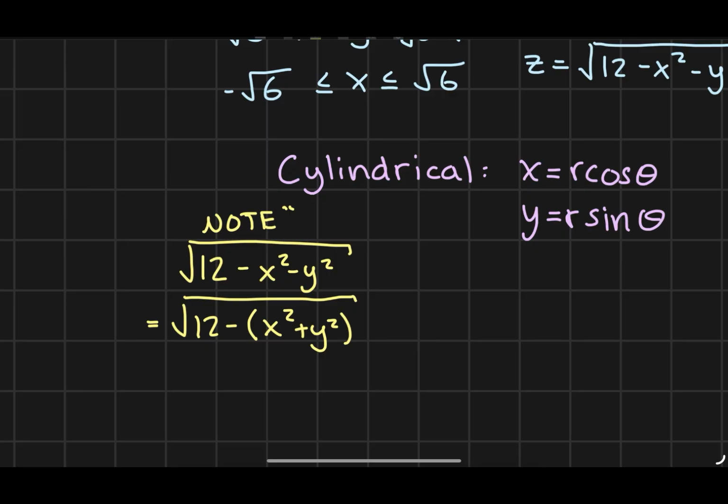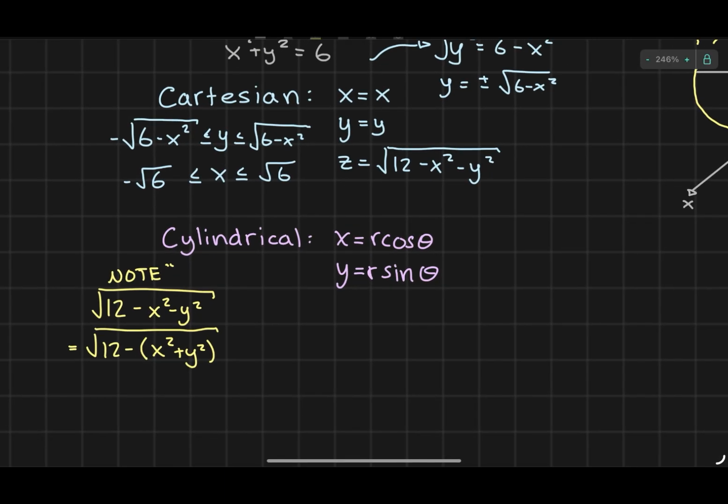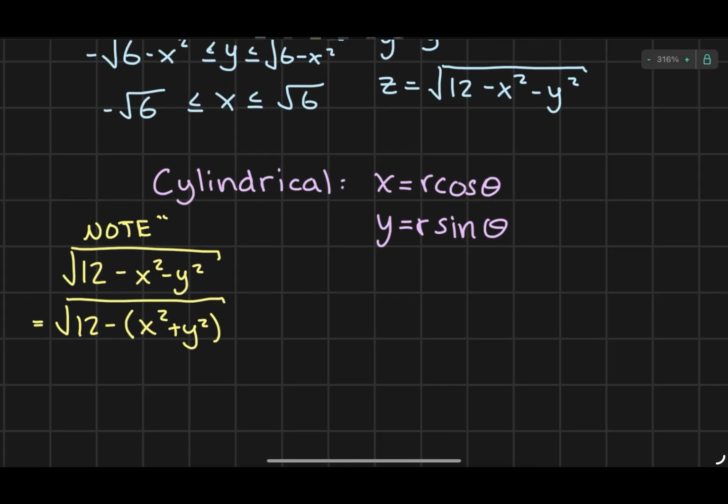The reason I did this is because, once again, we need to know our conversion formulas here. We know that x squared plus y squared is equal to r squared, therefore we can just plug that into our cylindrical coordinate. We have z is equal to the square root of 12 minus r squared.